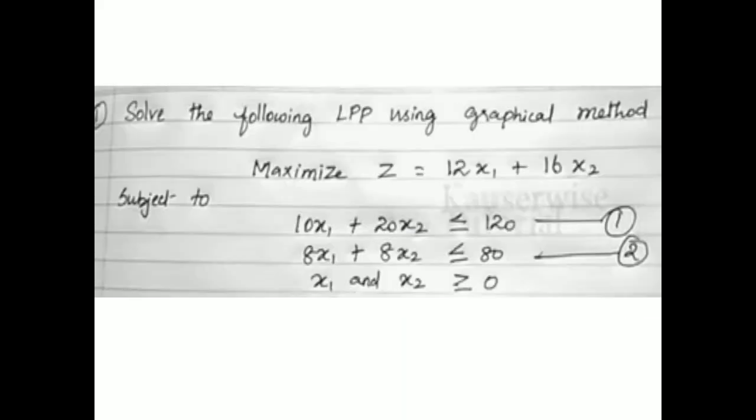Starting with the first question, this is the linear programming problem. I have to maximize this objective function, which is subjected to two constraint equations, and there are only two decision variables, x1 and x2, using the graphical method. So the steps are: since there are two constraint equations, I have marked them as equation 1 and 2. First taking constraint equation 1.